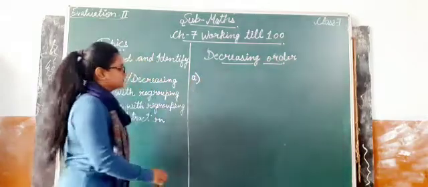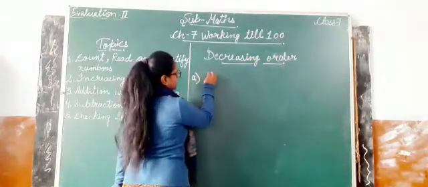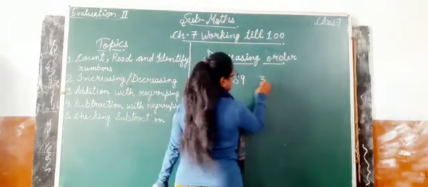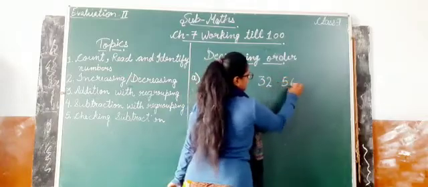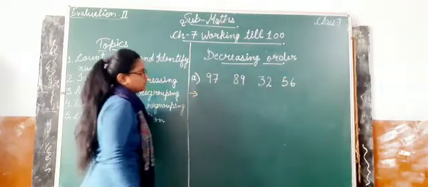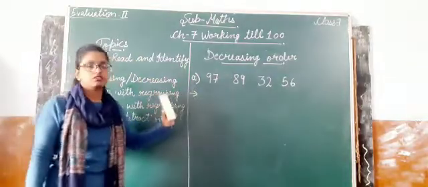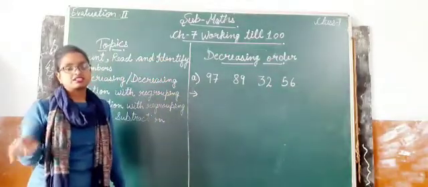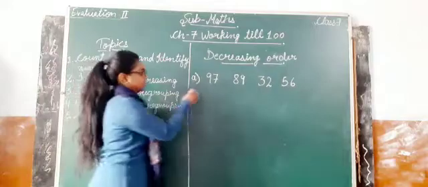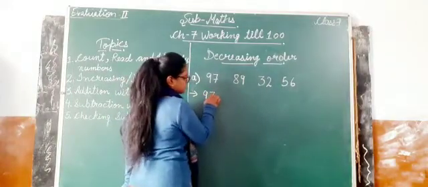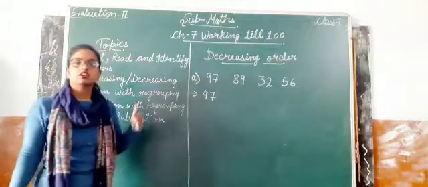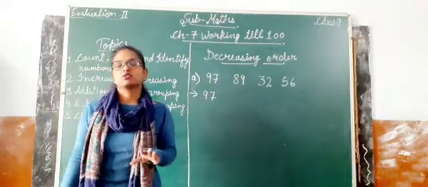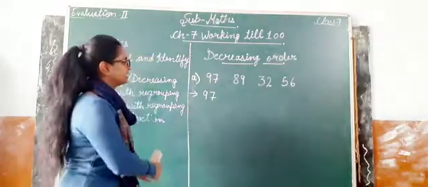Let me take an example. 97, 89, 32, 56. I will do only one question over here. 97, 89, 38 and 56. Which is the largest number out of them all? It is 97. And why are we looking at the largest number here? Because in decreasing order we go from the largest to the smallest. We go from the biggest number to the smallest number. So which is the biggest number out of them all?